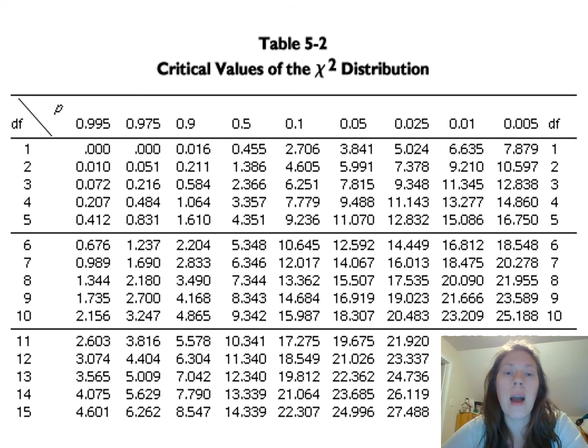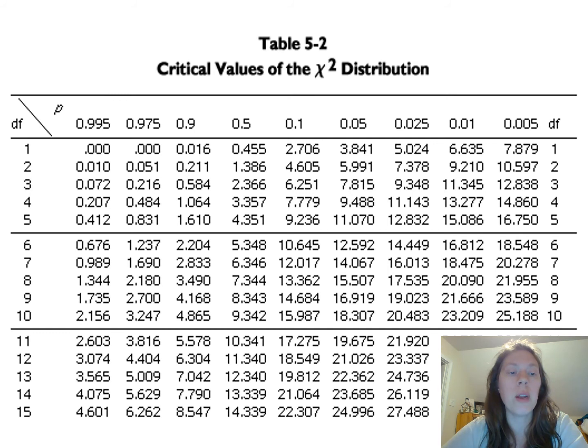So this is the chi-squared distribution table. Again, just like the equation, this table, or actually a smaller version of this table, will be on the equation sheet. So again, don't worry about remembering any of this, but you're going to have to know how to use it. So let me walk through that a little bit.